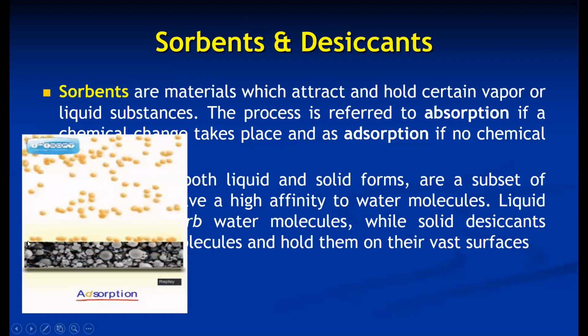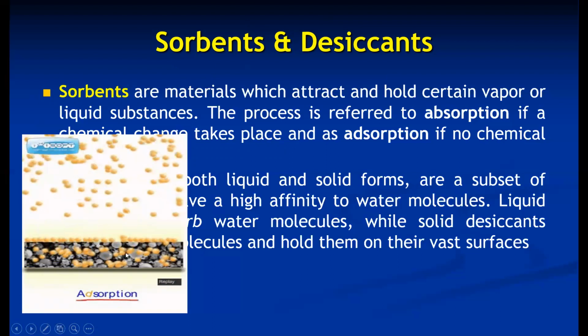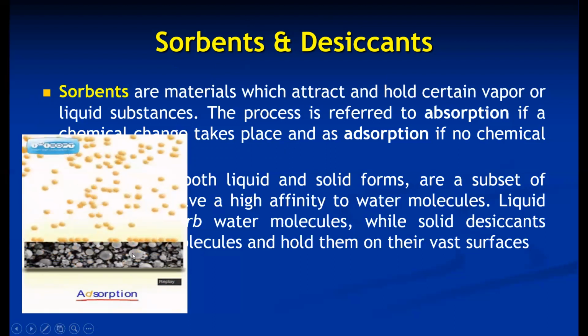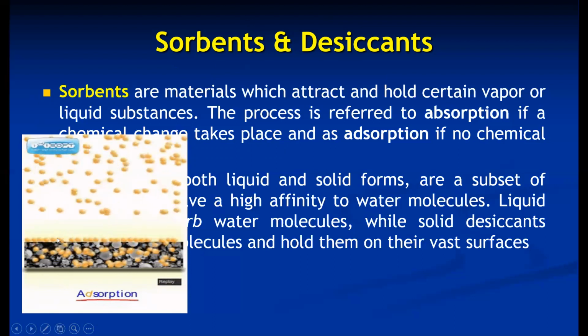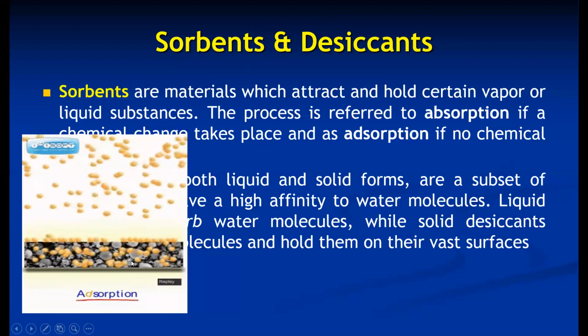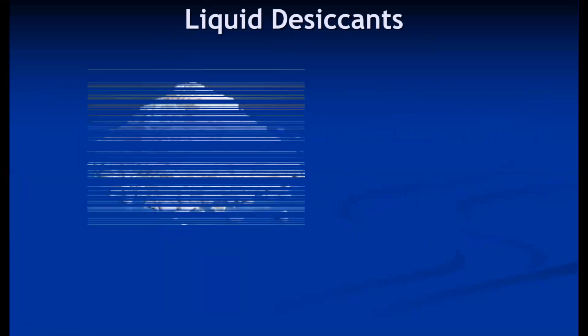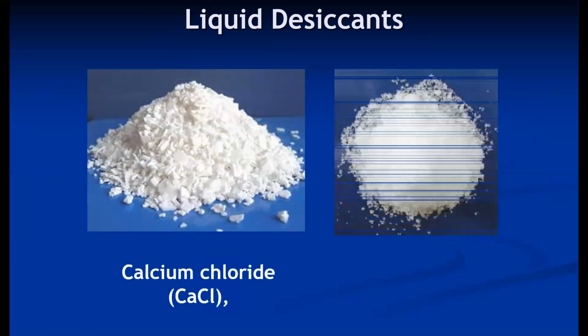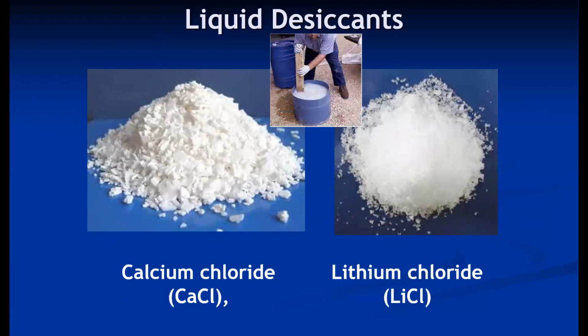Initially, they hold them on their vast surface, and then it is deposited in the porous structure. So this way it absorbs the water molecules when the air comes in contact with this solid desiccants. So there is no chemical reaction takes place, unlike the absorption process. So commonly used liquid desiccants are calcium chloride and lithium chloride. So these 2 liquid desiccants are generally available in powder form, and their solution with water is used for the dehumidification process.